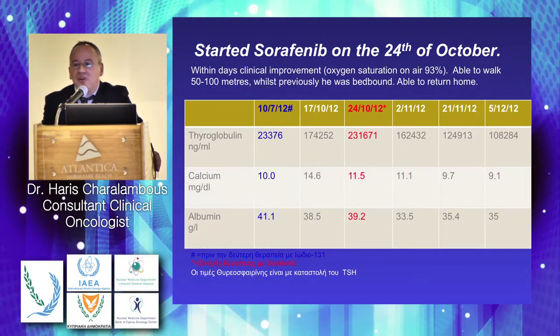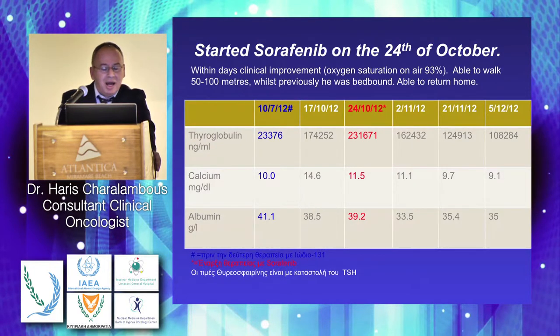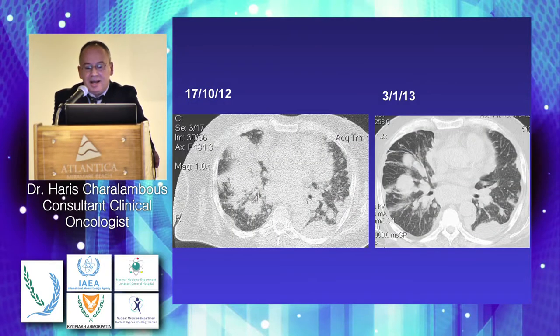I mean, we didn't have sorafenib approved at that time. We had to have various deliberations with various people. But anyway, in the end, the patient had to pay for it. And he did respond very quickly to it. So oxygen saturation went up to 93%, able to walk. And you can see the thyroglobulin response, et cetera. He was able to go home. And this is a scan just about 2-3 months later showing better. This was a fairly short-lived response, to be honest.